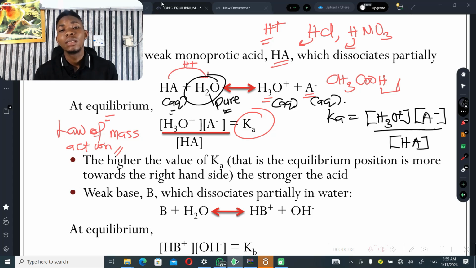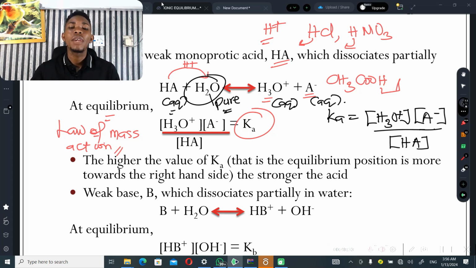And pure solids do not show in the equilibrium constant expression because their concentration remains constant during the course of the reaction. What we only put in the equilibrium constant expression are those substances whose concentration changes during the course of the reaction. Now the higher the value of Ka, that is the equilibrium position is more towards the right hand side, the stronger the acid.